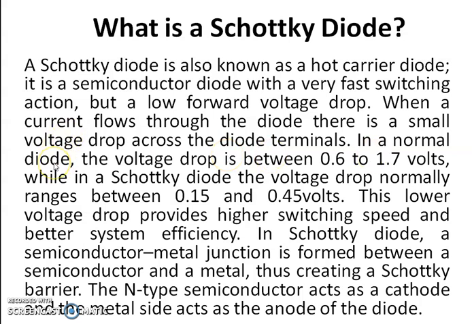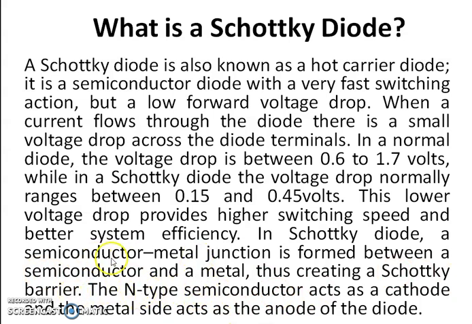In a normal PN junction diode, the voltage drop is between 0.6 to 1.7 volts. But in the case of the Schottky diode, the voltage drop is normally 0.15 to 0.45 volts. This lower voltage drop provides higher switching speed and better system efficiency. In the Schottky diode, a semiconductor metal junction is formed between semiconductor and metal. This semiconductor metal junction acts as a Schottky barrier.